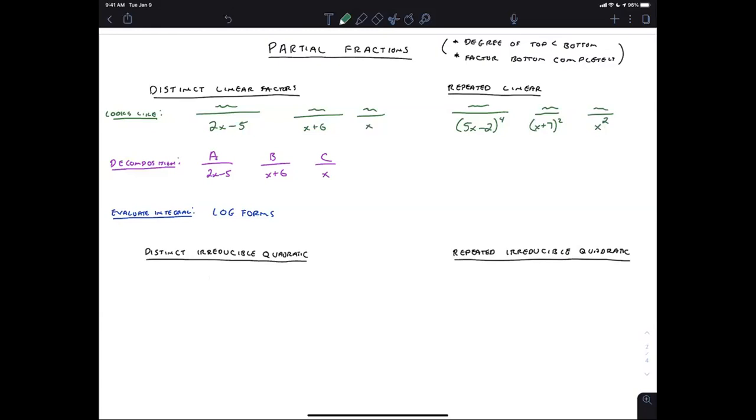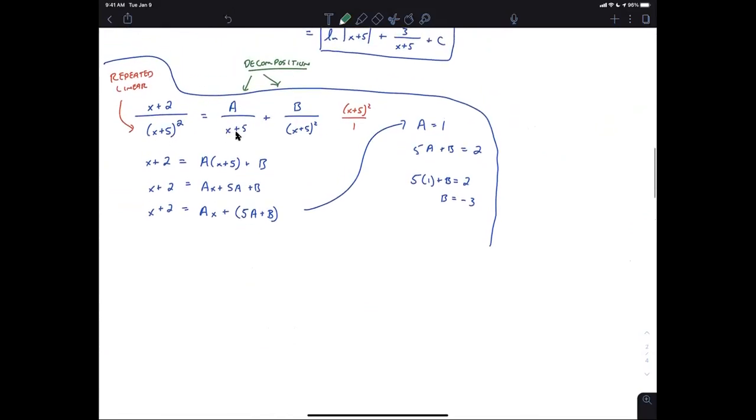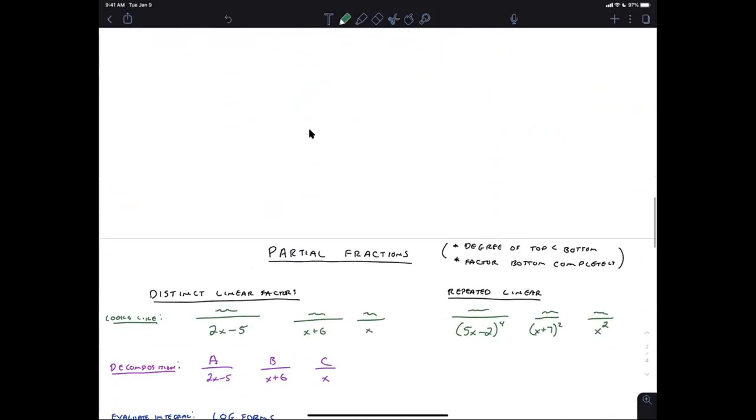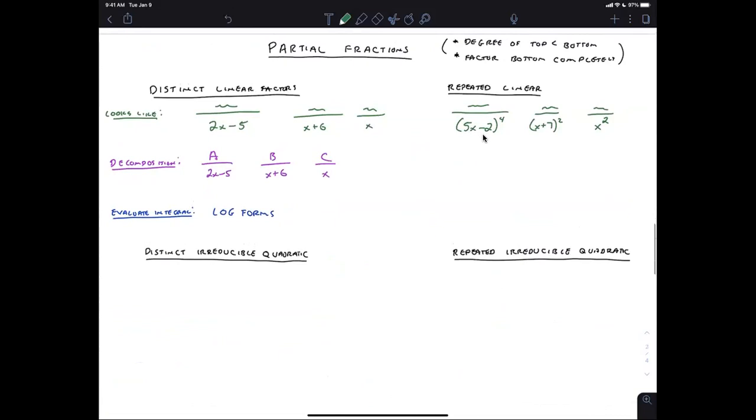Does that make sense? All right, so that's what it looks like. What did we do up here? Well, when it was x plus 5 squared, we put something over x plus 5 and something over x plus 5 squared. The idea is you want all of the smaller denominators that could result in this common denominator. So for the decomposition, which we'll do in purple, if you have 5x minus 2 to the 4th, all the smaller powers get their own fraction.